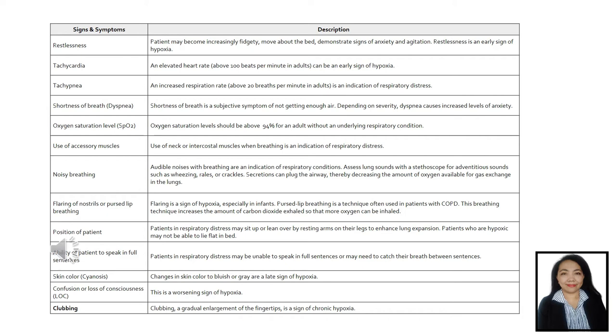Okay? Patients in respiratory distress may sit up or lean over by resting arms on their legs to enhance lung expansion. Patients who are hypoxic may not be able to lie flat in bed. So, eto na yung ano natin. Ilang pillows na yung ginagamit. And that's part of our documentation, by the way. You can always document that the patient requires 2 pillows, 3 pillows, 4 pillows in order for him or her to breathe freely or, easier. 2 pillow hypoxia, 3 pillow hypoxia.